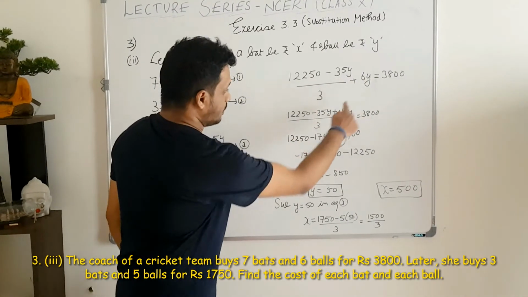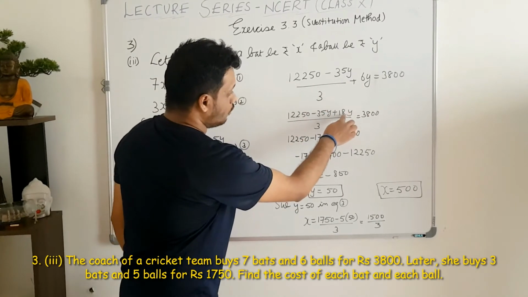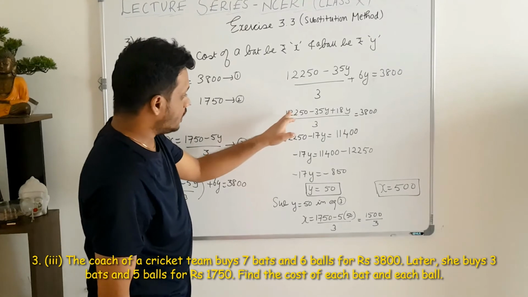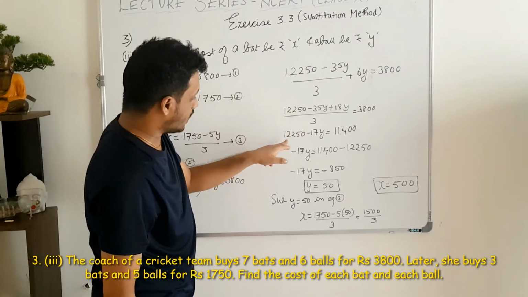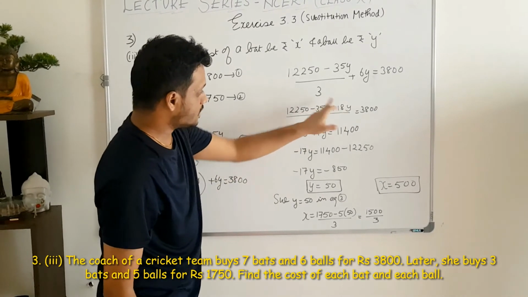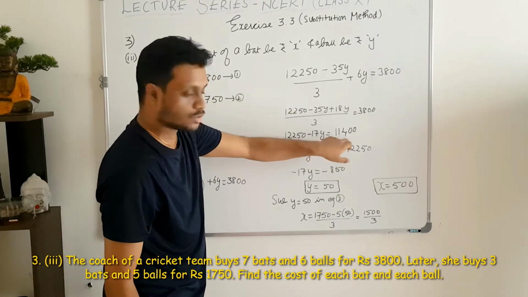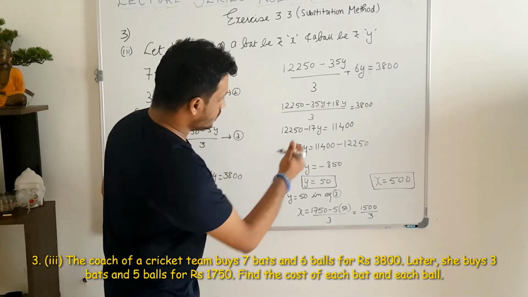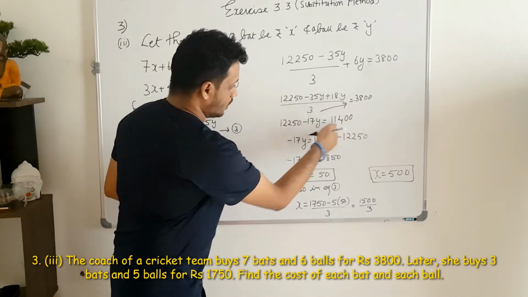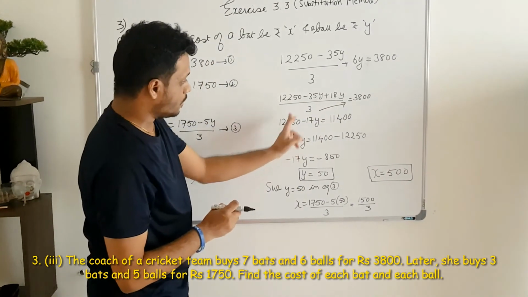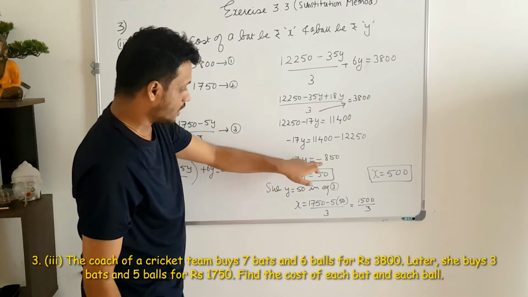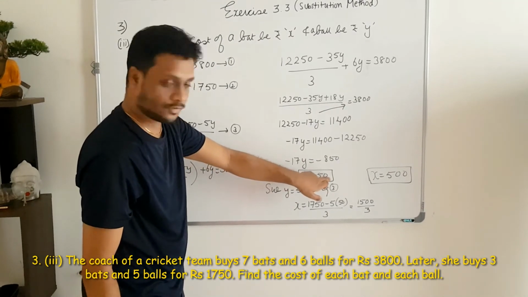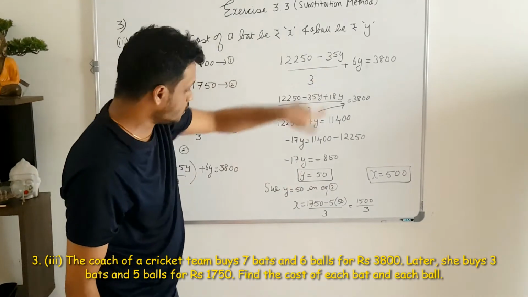After taking LCM, the 6y will turn to 18y. When I combine the like terms, I will get 12,250 minus 17y, that is equal to 11,400 divided by 3. Then I have taken this 3, I have cross multiplied and I have obtained this. Now I take the numbers to the other side. I get minus 17y is equal to minus 850. Minus minus would cancel. My y would be 50. So the cost of one ball is 50 rupees.